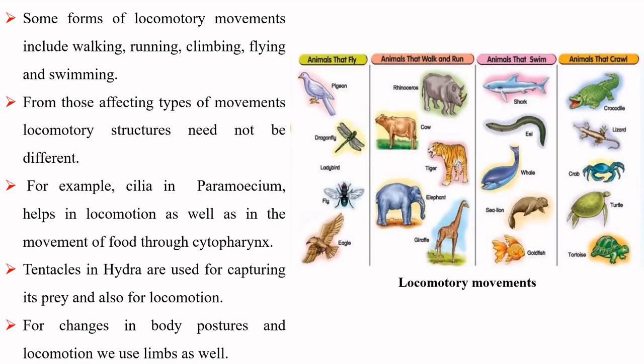For those different types of movements, locomotory structures need not be different. For example, cilia in paramecium help in locomotion as well as in the movement of food through the cytopharynx. Tentacles in hydra are used for capturing its prey and also for locomotion. For changes in body postures and locomotion, we use limbs as well.